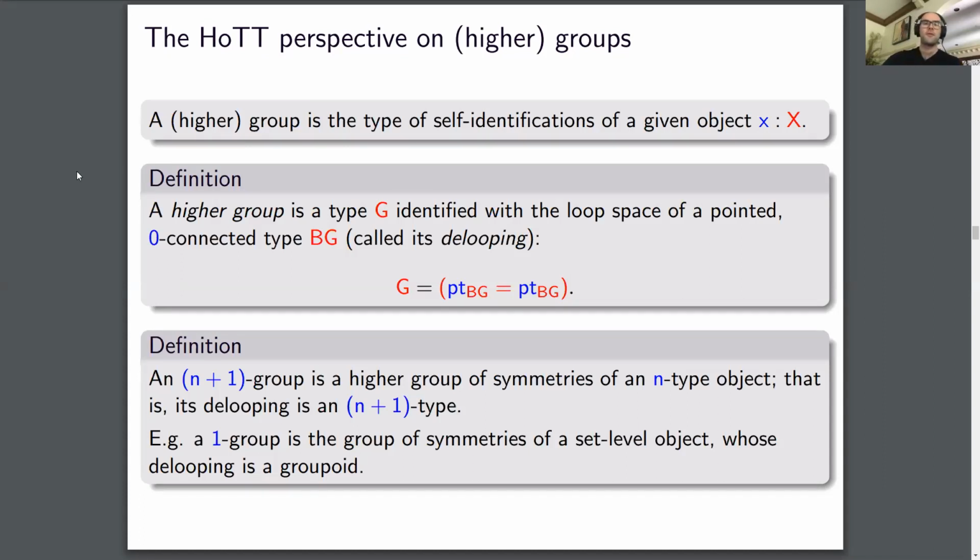So a one group is what we usually call a group. And a two group, if you see here, is the symmetries of a groupoid level object. Its delooping is a two groupoid. It itself is a groupoid, just like a group itself is a set. Okay.